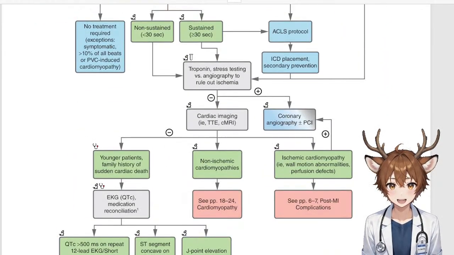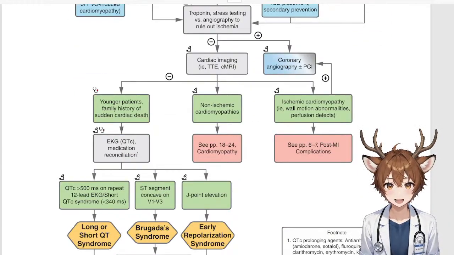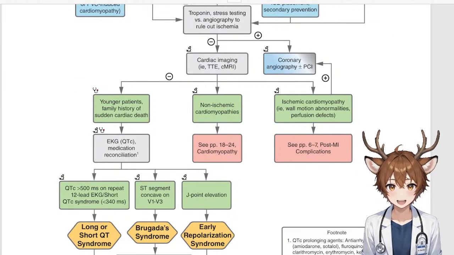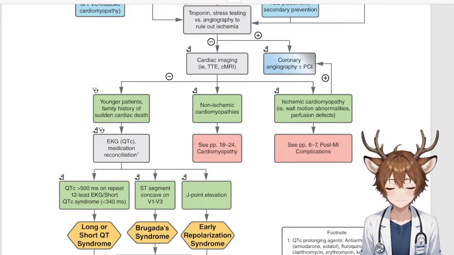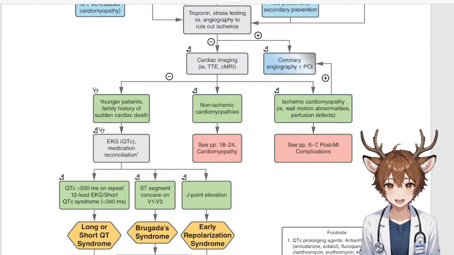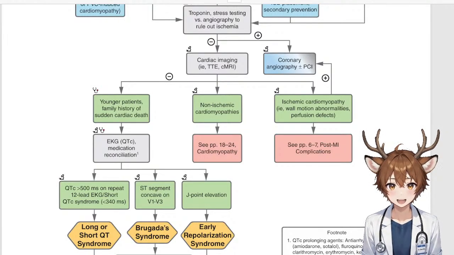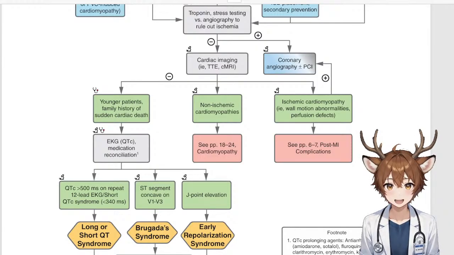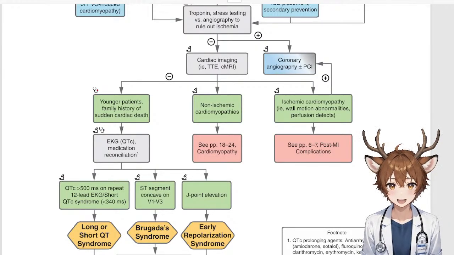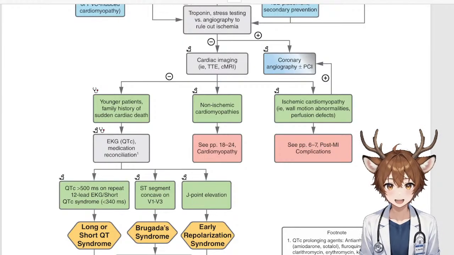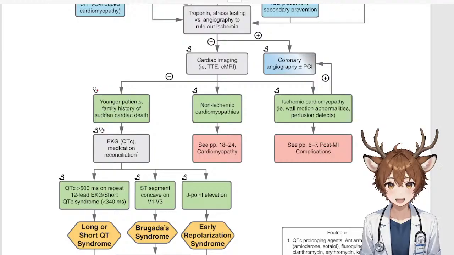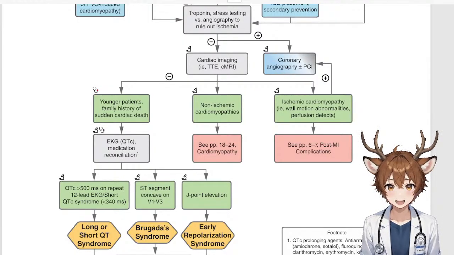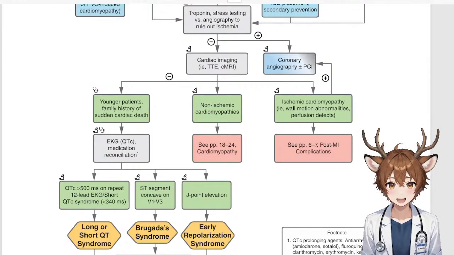Let's say, for example, in any of these cases, let's say it's positive. In that case, you do a coronary angiography plus or minus PCI. What if it's negative? Well, if it's negative, we can consider ischemic cardiomyopathy if that's present, i.e., wall motion abnormalities, perfusion defects. In that case, see pages 6 through 7, post-MI complications. That was covered in a previous video. If it's positive for ischemic cardiomyopathy, then we have to do a coronary angiography plus or minus PCI, which is a percutaneous coronary intervention, I believe.